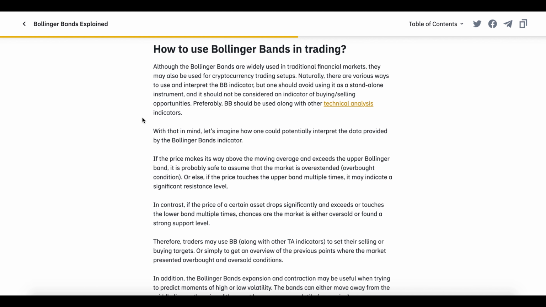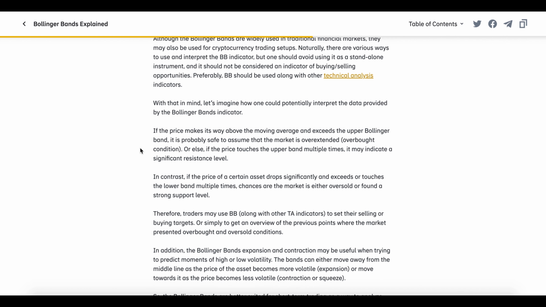So I told you, every time you are using Bollinger Bands, you have to consider other indicators as well. Preferably, BB should be used along with other technical analysis indicators, okay? With that in mind, let's imagine how one could potentially interpret the data provided by the Bollinger Bands indicator.